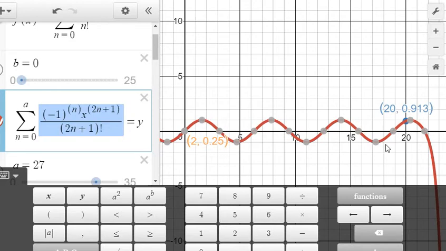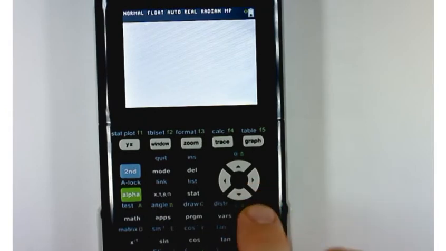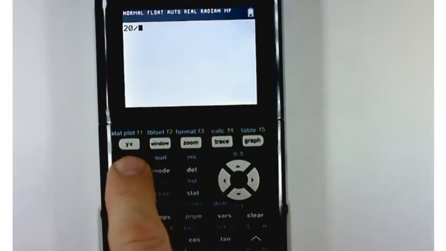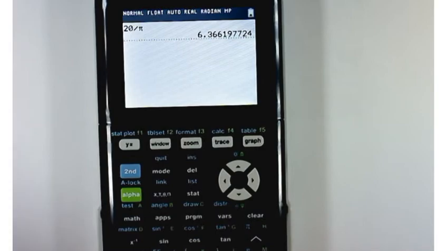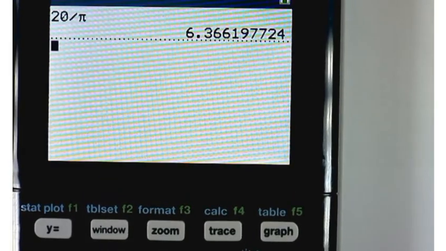So instead, let's shift the center. And what I'm going to do for you is a little bit of math to help you figure out where a good place is to shift the center. It's helpful to have something that's a multiple of pi. So here we go. Let's take 20 and divide it by pi. And I get about 6.37.